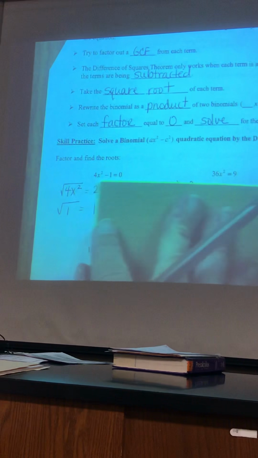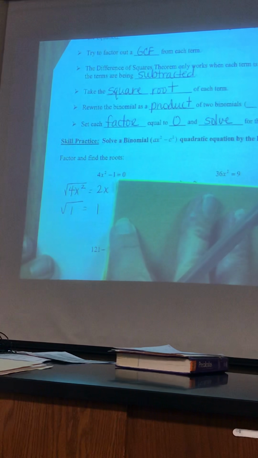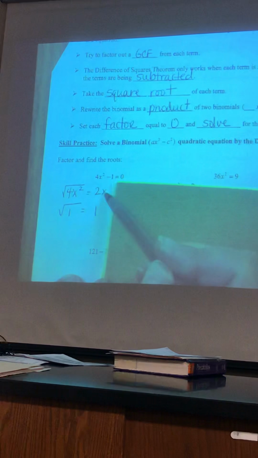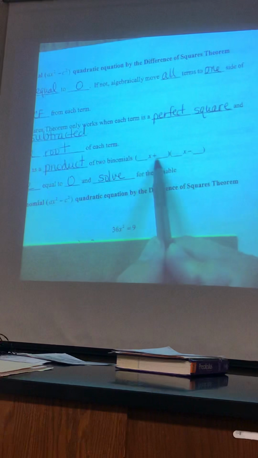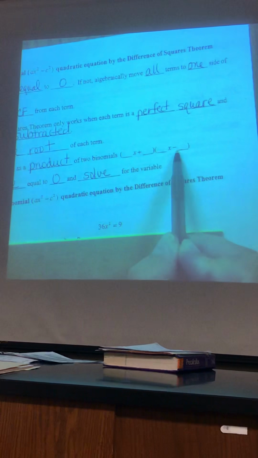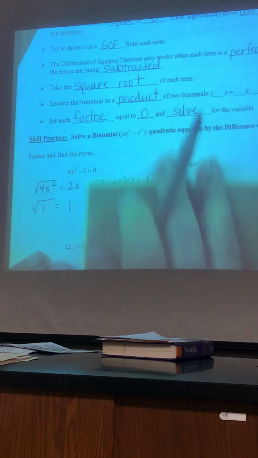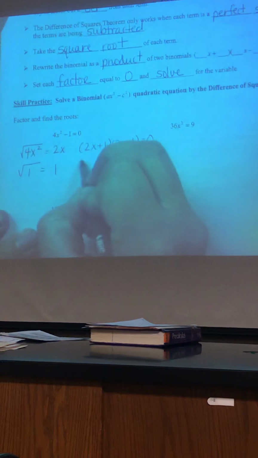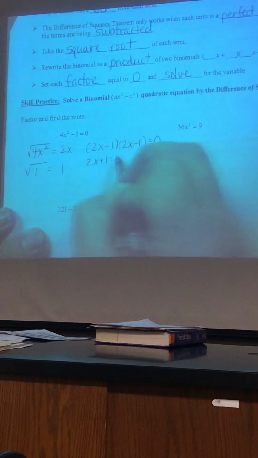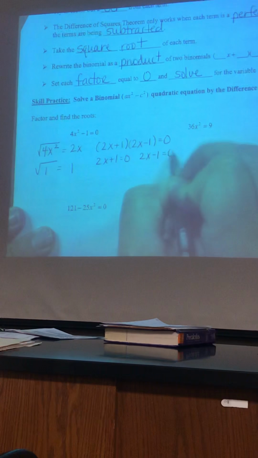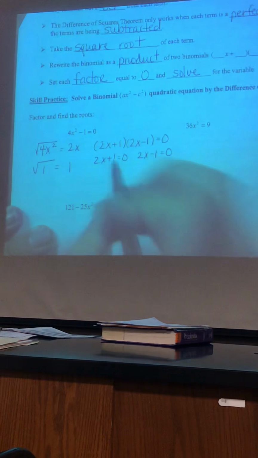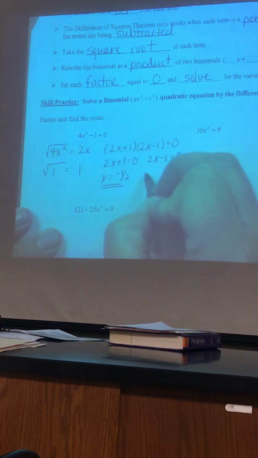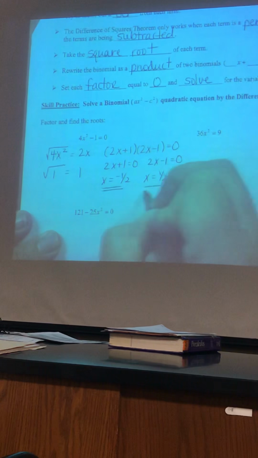The square root of 4x squared is 2x. The square root of 1 is 1. So I can write this as 2x plus 1 and 2x minus 1. Because they're set equal to 0, I take each of them and solve. This will give me x equals negative 1/2, and the other factor gives me x equals positive 1/2.